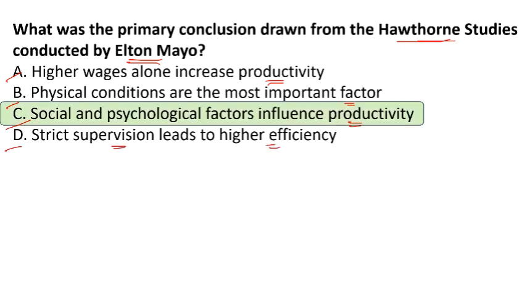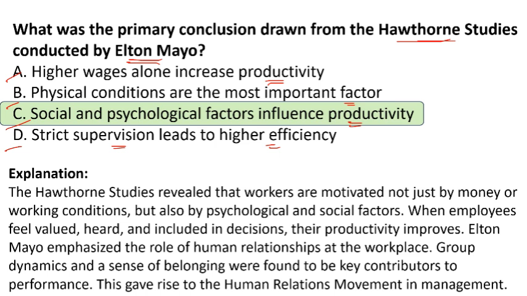Okay, I'll explain it. See, the Hawthorne study revealed that workers are motivated not just by money or working conditions, but also by psychological and social factors as well. Clear? You must be understanding this statement. The Hawthorne studies are saying that some of the times, or majority of times, employees or workers will not be satisfied by working conditions or money only. They can be satisfied by psychological or social factors as well.